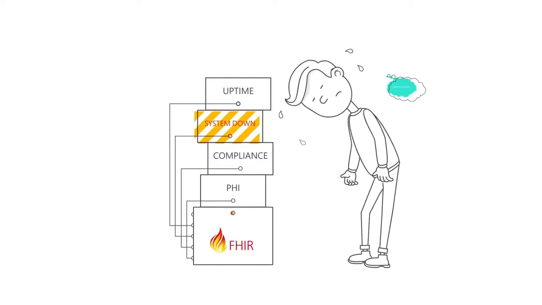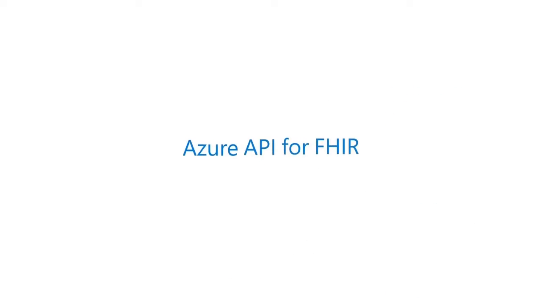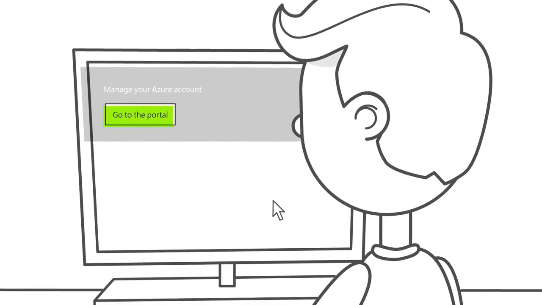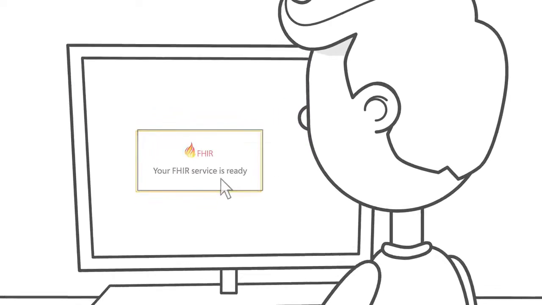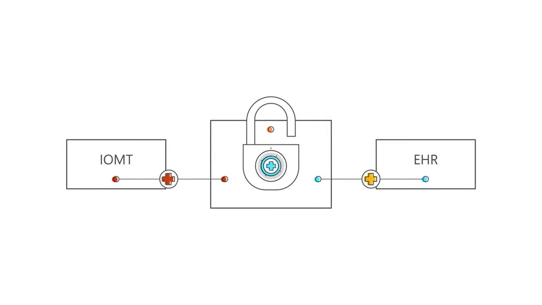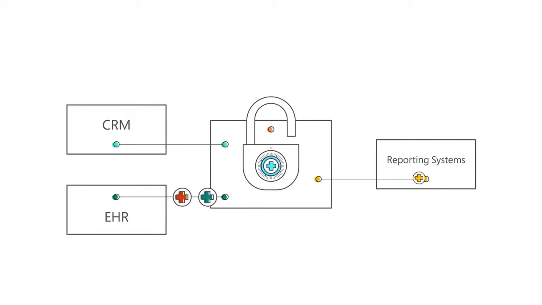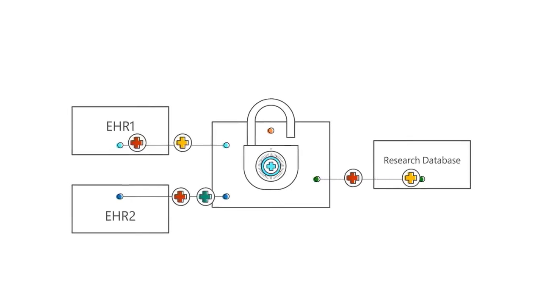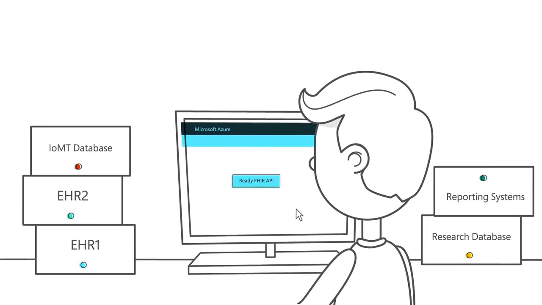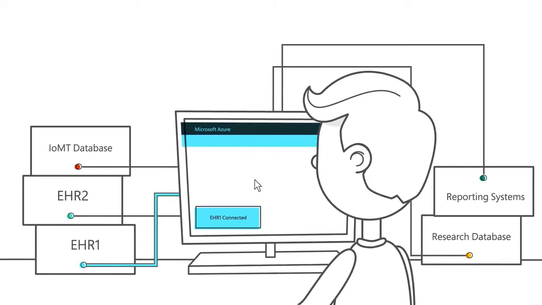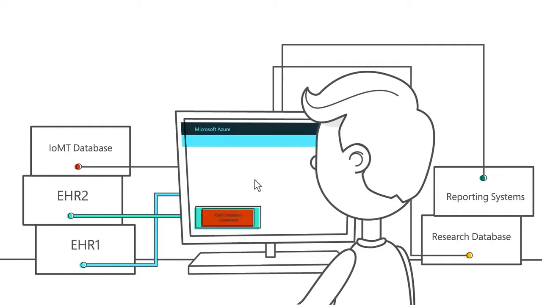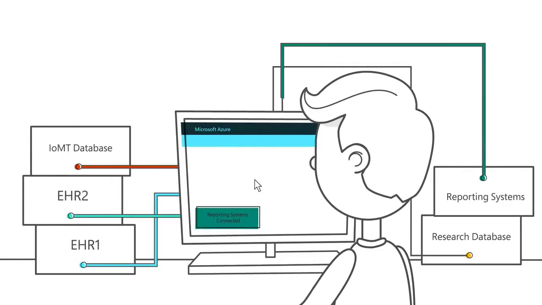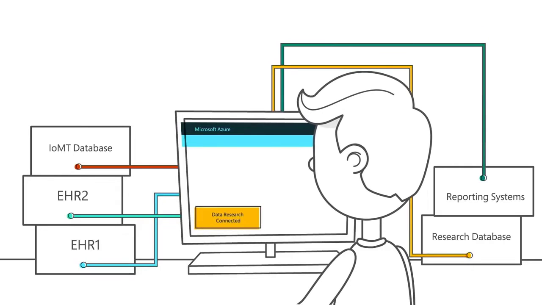Should you give up? Introducing the Azure API for FHIR, a fully managed FHIR service. You can set it up in the cloud in just minutes. Azure API for FHIR helps you unlock your health data and get your systems talking to each other. It's easy to get started. You simply log into the Azure portal and create a new API for FHIR resource. Within a few minutes, you'll have a new FHIR server up and running and ready for your data, saving you time, money, and maybe a few sleepless nights.